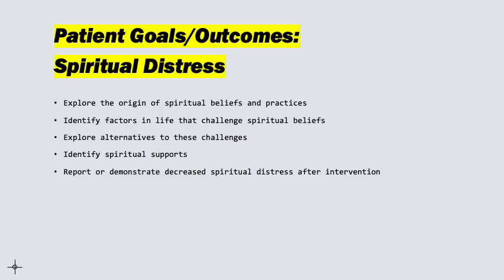So in the planning stage of the nursing process, we are going to develop goals or outcomes for whatever diagnosis or problem we decide to address. In this example, let's use the nursing problem spiritual distress. Our goals are for the patient to be able to explore the origin of spiritual beliefs and practices, identify factors in life that challenge their spiritual beliefs, explore alternatives to these challenges, identify spiritual supports, and report or demonstrate decreased spiritual distress after an intervention.